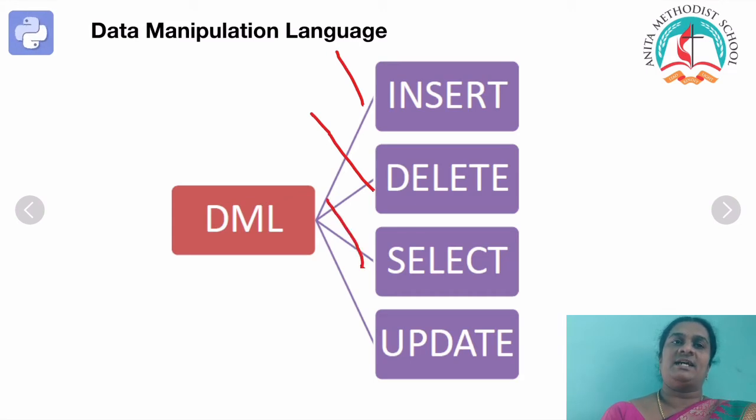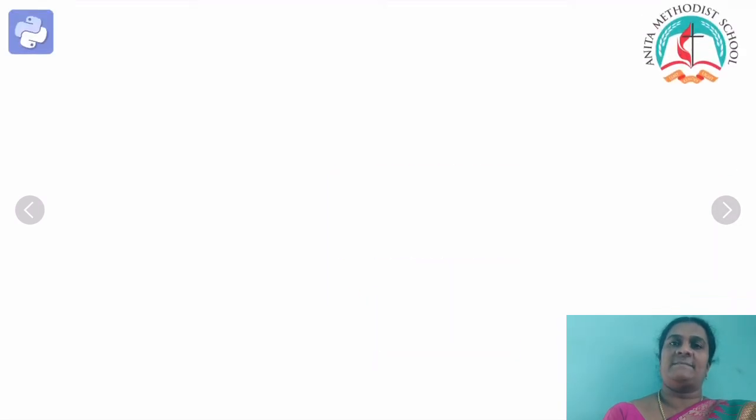Select. For example, in 12A, I want to get the computer science marks of 12A. So I select who scored more than 90 in computer science. I'll give the database name. What will happen? That particular student's name will be listed. So that is the select. And the last one is update. If I want to update the database, I use the update command. There are four commands.